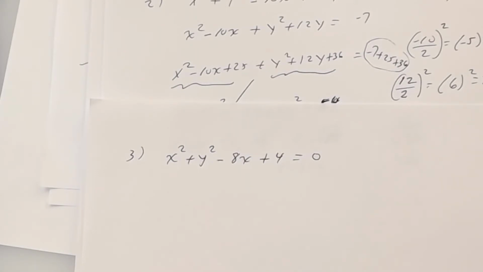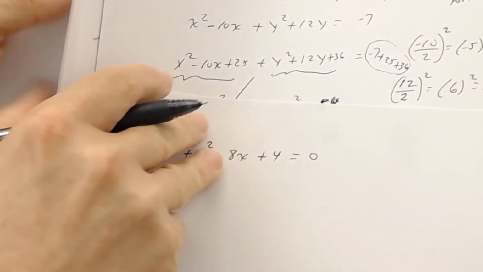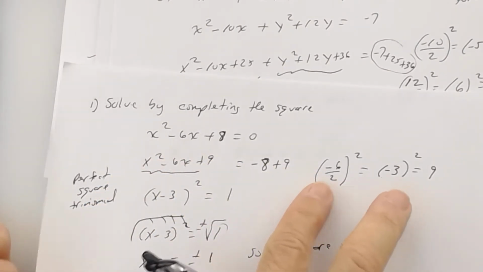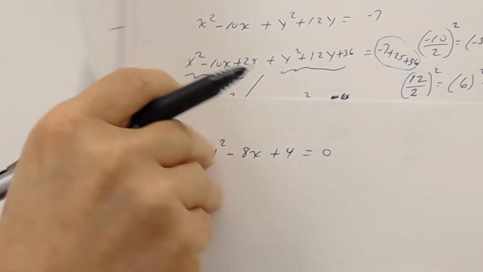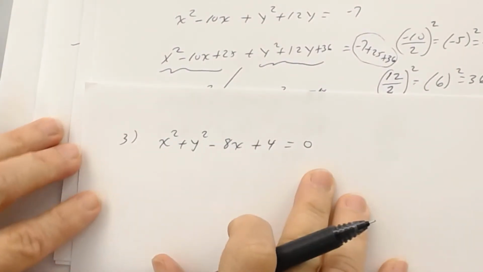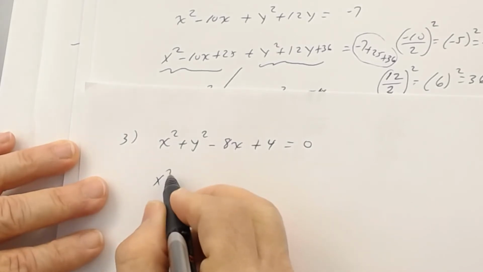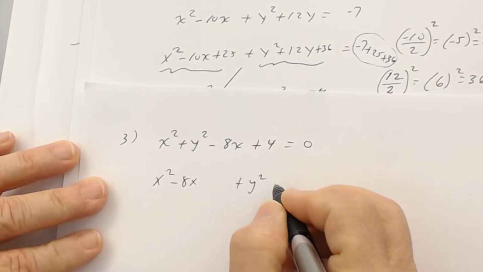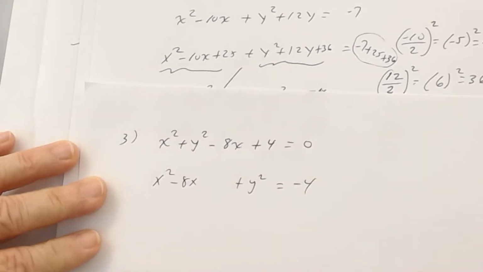All right, so let's go ahead and put all the x's together, put all the y's together, and notice, just like when we complete the square on solving a quadratic equation, you had to bring all the x's to one side and a constant on the other. So what is it that I've got to do over here with this 4? Bring it to the other side. Okay, so x squared minus 8x, leave some space, plus y squared equals negative 4.